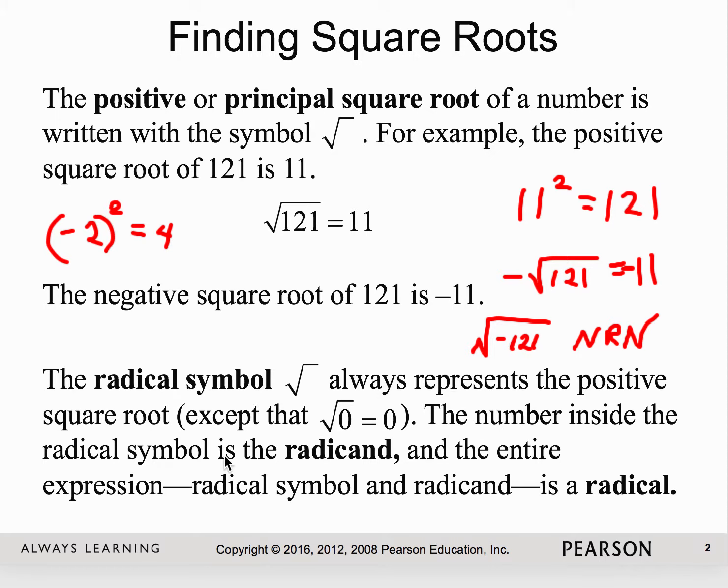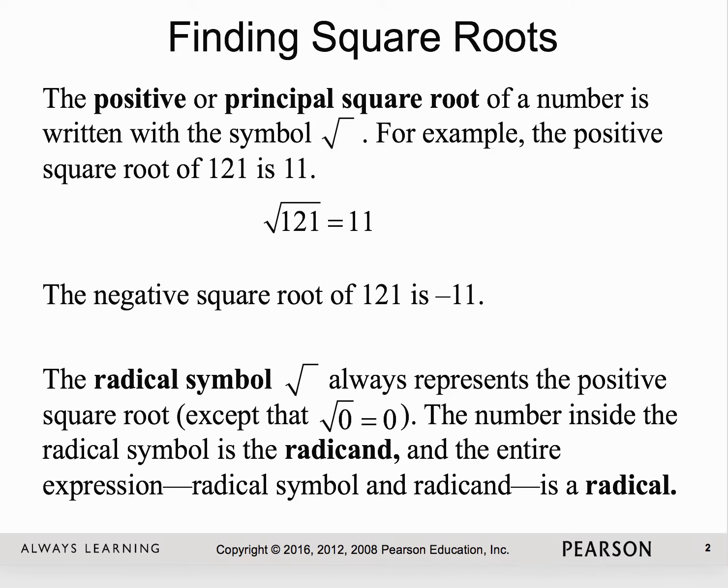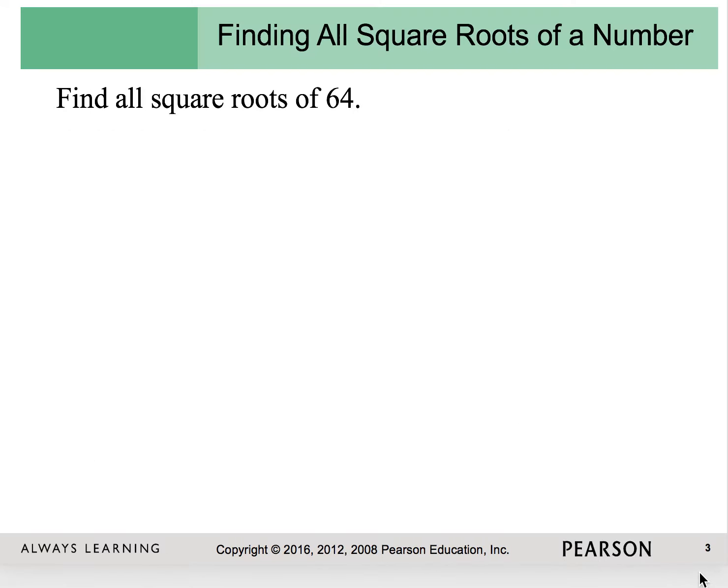The number inside the radical symbol is the radicand. So right here, 121 is the radicand. The entire expression is just called a radical expression. So just a little terminology there. And this says find all square roots of 64. Be careful on your homework as to what the wording is. Find all square roots of 64.